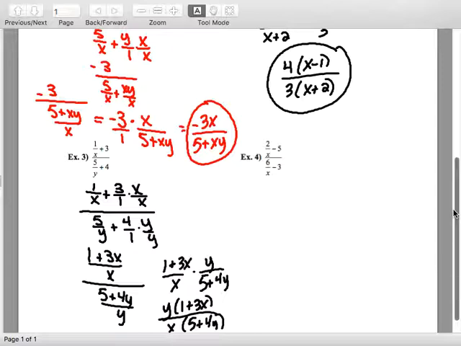All right, I'm going to pause, and I want you to try example 4, because I think you can.